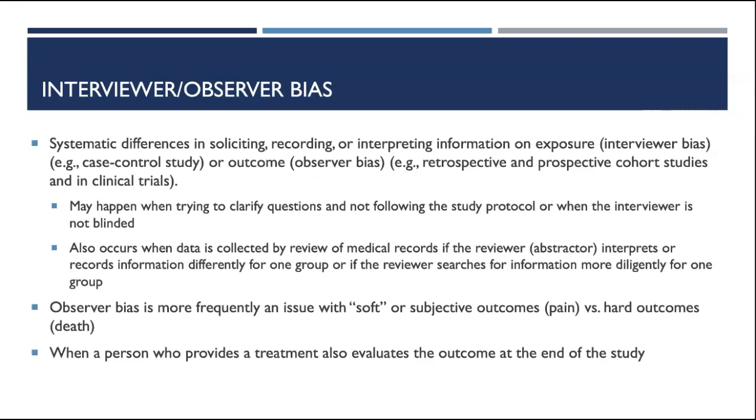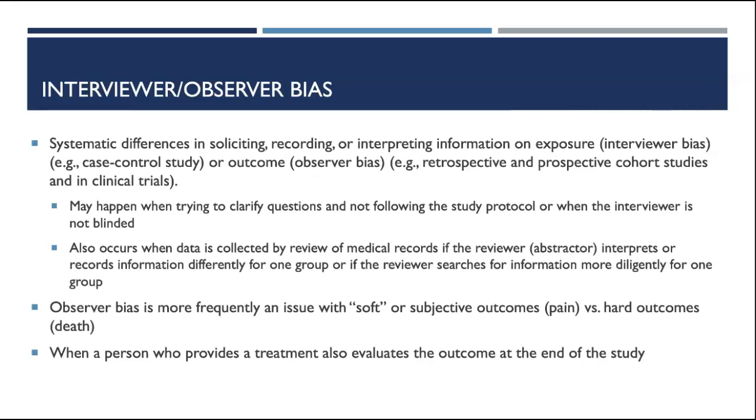This may happen when trying to clarify questions and not following the study protocol, or when the interviewer is not blinded. So if that interviewer has information on the status of the other variable, they may misclassify people because they have that information. It also occurs when data is collected by the review of medical records, if the reviewer interprets or records information differently for one group, or if the reviewer searches for information more diligently for one group.